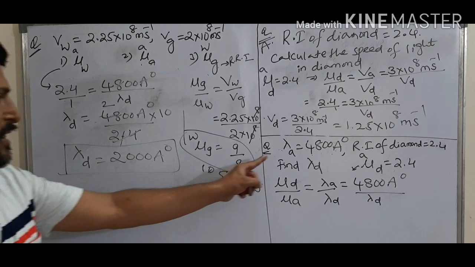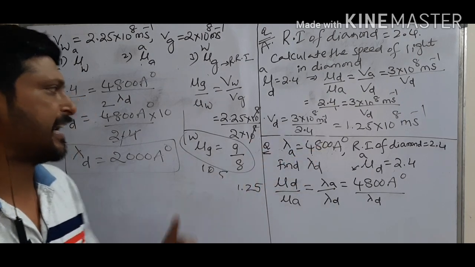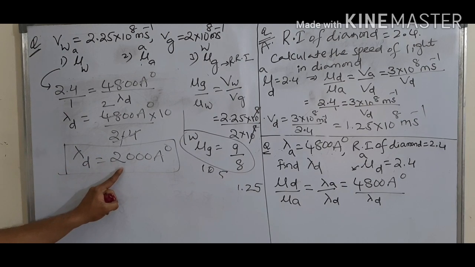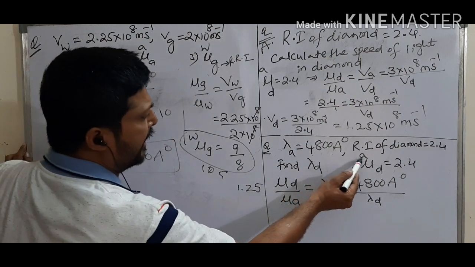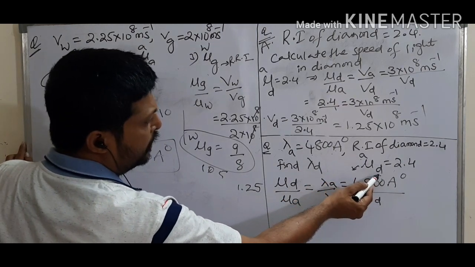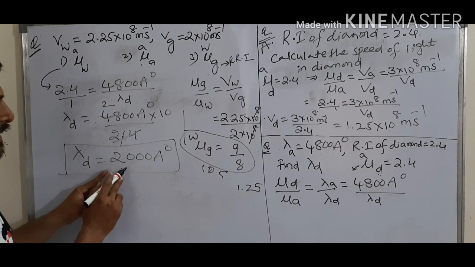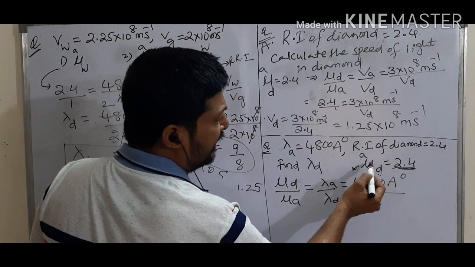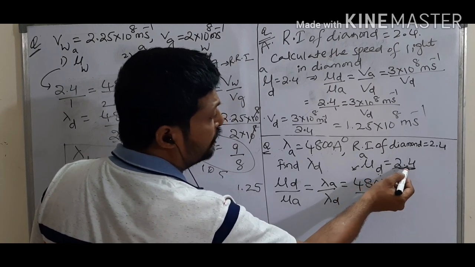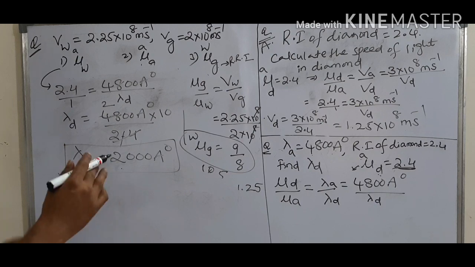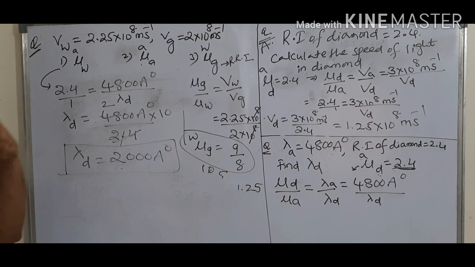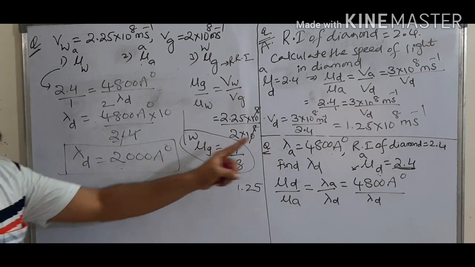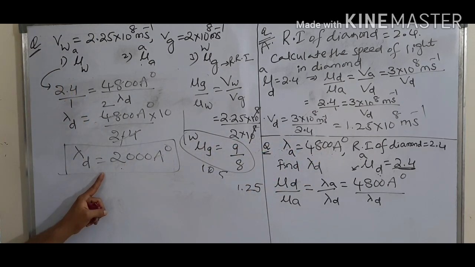That means here the wavelength of light in air is 4800 angstroms, and the wavelength of light in diamond is 2000 angstroms. That means when light travels from air to diamond, the wavelength of light decreases due to the refractive index of diamond, which is 2.4. That means in diamond light bends more, and due to more bending the wavelength is decreasing, from 4800 angstroms to 2000 angstroms.